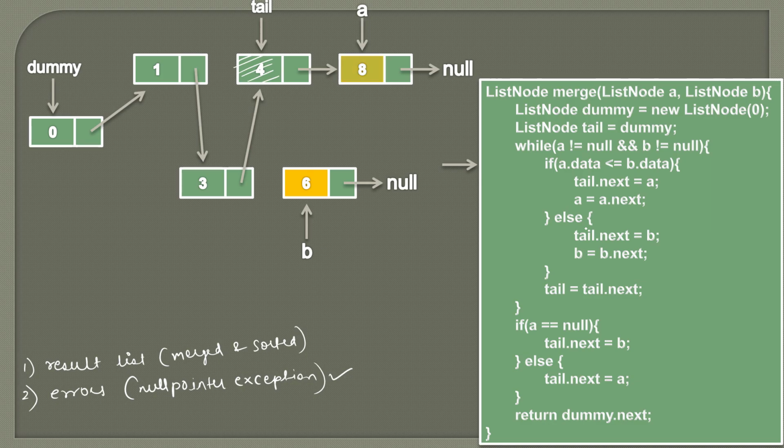So we execute the else part. So here this if condition is telling that between 6 and 8, 6 is smaller. So 6 should be added first to the sorted singly linked list which we want to merge. So therefore that happens in the else block. So this if block is dealing with the A list and the else block is dealing with the B list.